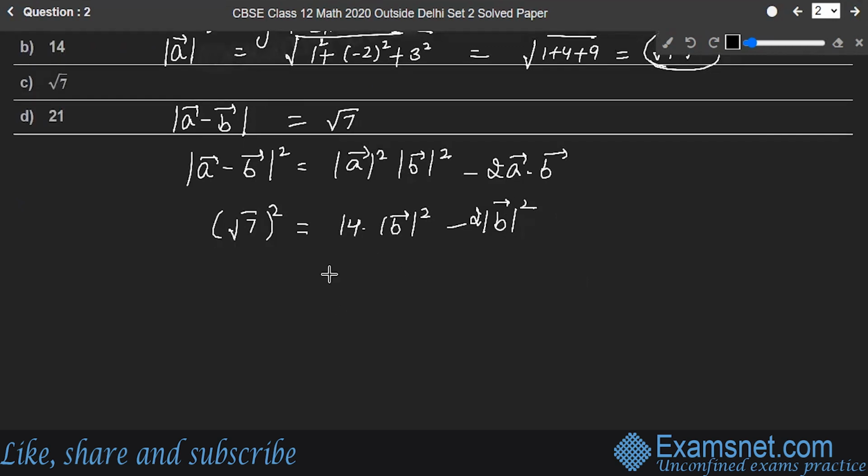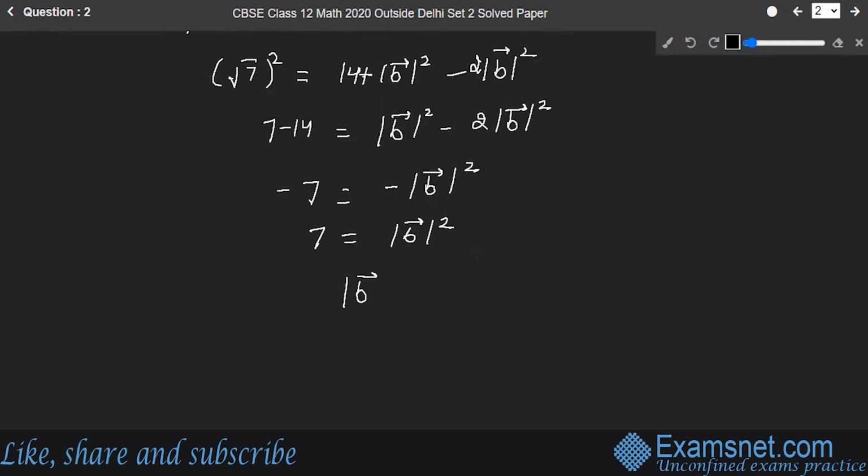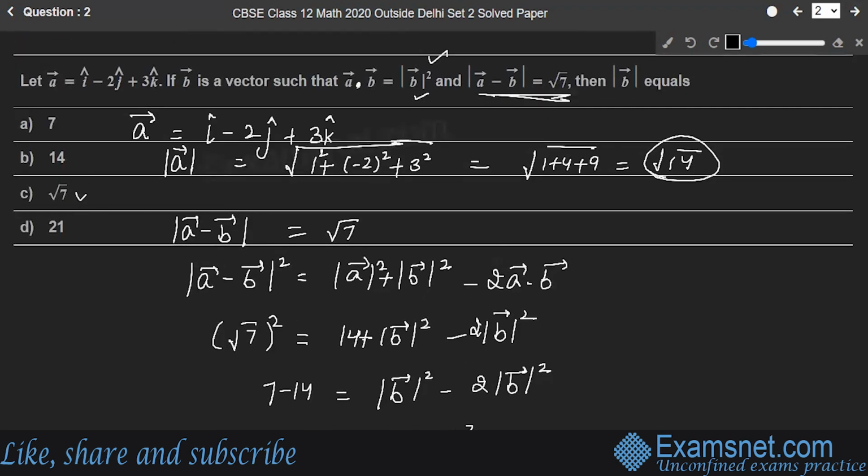Okay. So here was plus, sorry, here was plus in between. So this is equal to 7 minus 14, and this is B vector magnitude square minus 2 B vector magnitude square, which is equal to minus 7 and minus B vector magnitude square. That gives you 7 is equal to B vector's magnitude square, or the magnitude of B vector is equal to root of 7. That makes option C to be the correct answer. Hope you got that. Let's move to the next question.